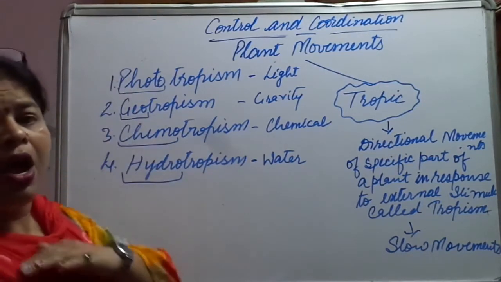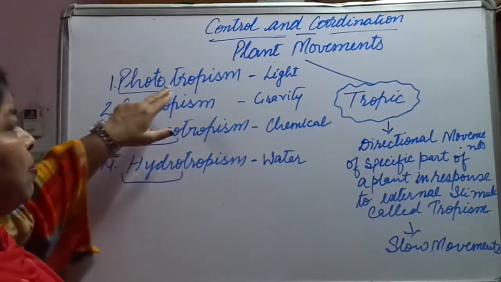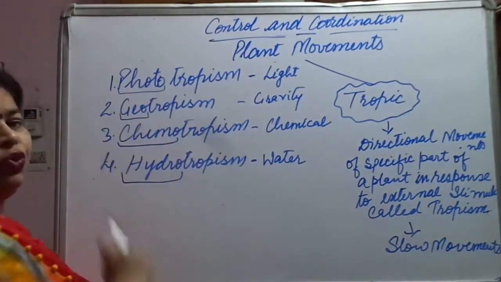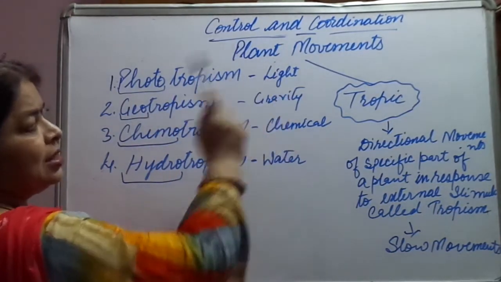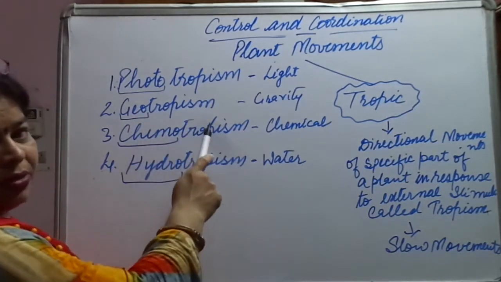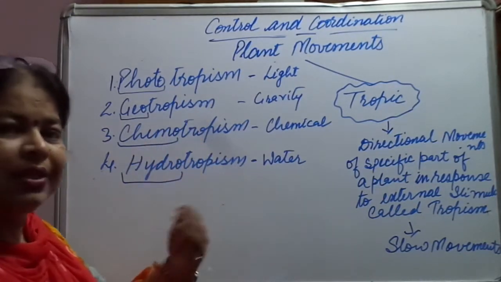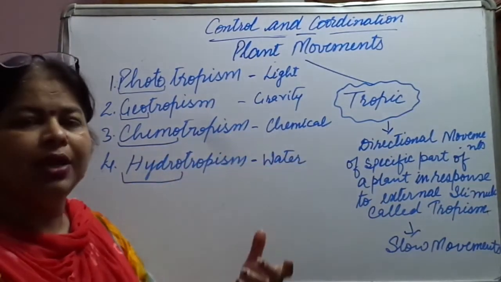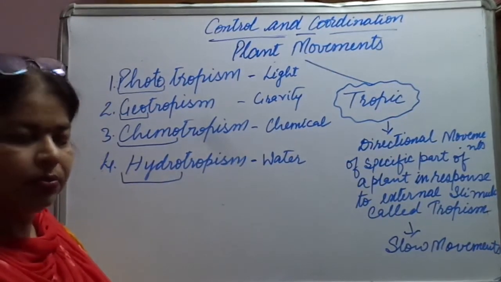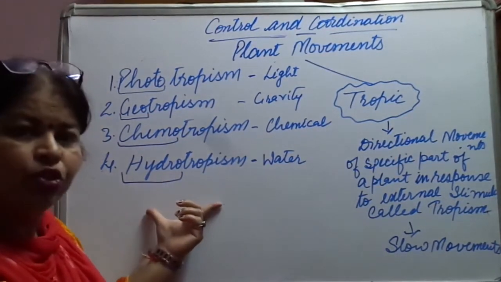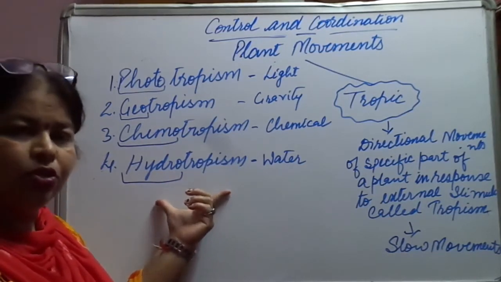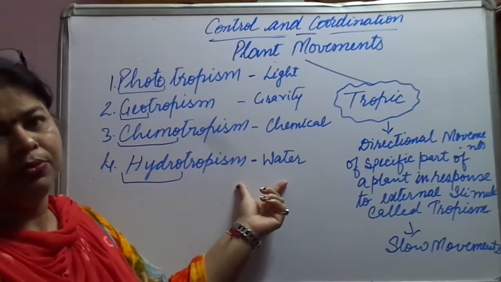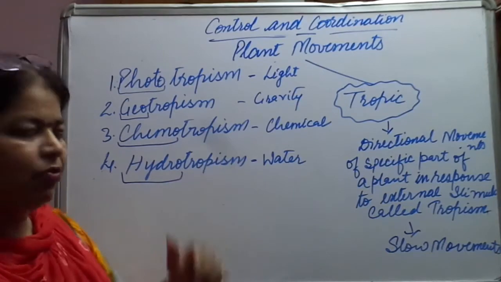Let us again see how many types of tropic movements there are. The plant parts show various tropic movements, and what are they? Number one is phototropism, growth towards light. Second is geotropism, the plant part growing towards gravity. Third is chemotropism, the plant part growing towards a chemical substance. And the fourth is hydrotropism, a tropic movement of the plant part towards water. We are going to discuss them one by one now.